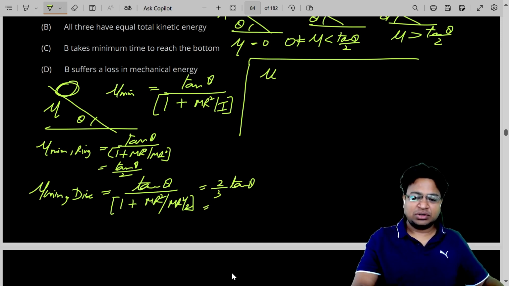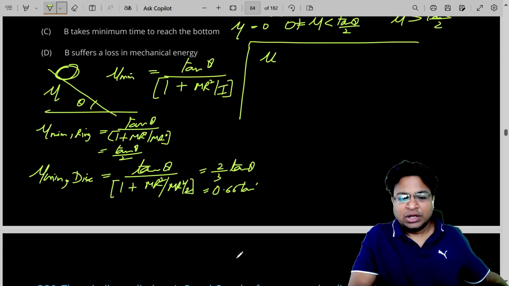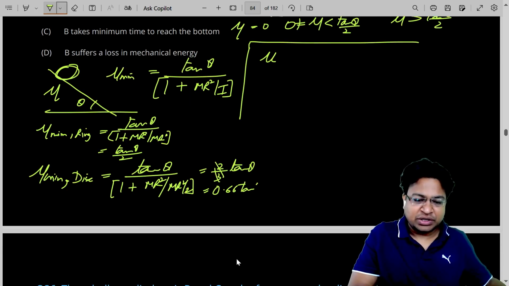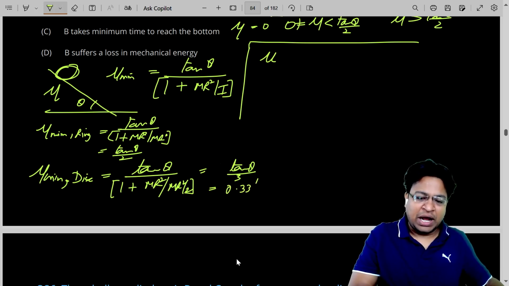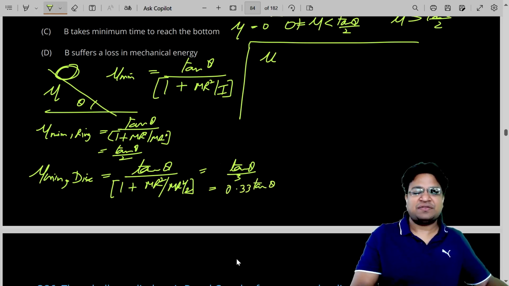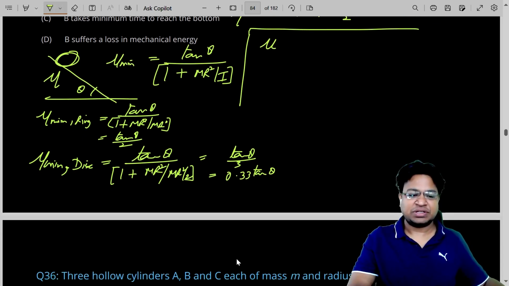Okay, so that's around 0.66. Is this correct? Just a minute, please. A bit of calculation error here. This will become 1 plus 2 actually. So it will just become this. So let me just erase this part. Okay, so it will become 0 point. I knew that a disk demands less friction than a ring, so I just checked myself.